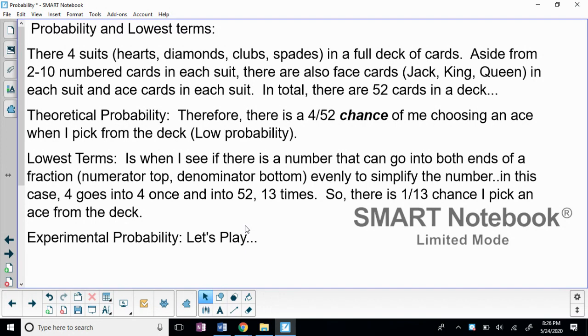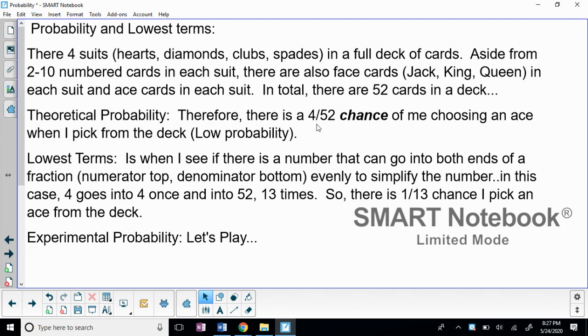As I show you each card, okay, theoretically, at random, you will see 4 aces if I went through the whole deck. So how do I test my probability experiment? Well, this is where lowest terms comes into play. So lowest terms can be explained as such.